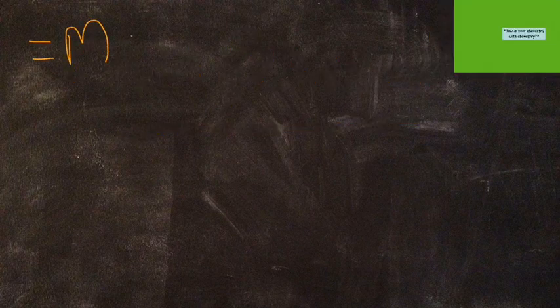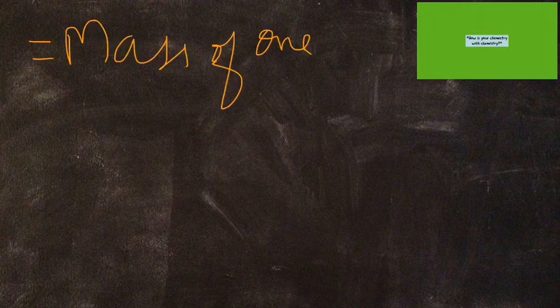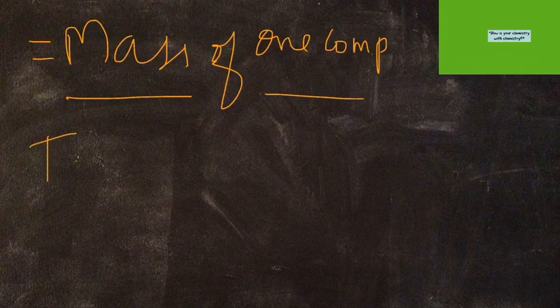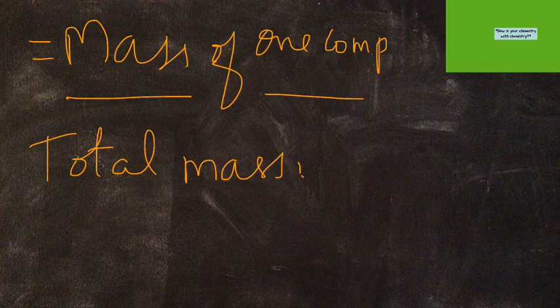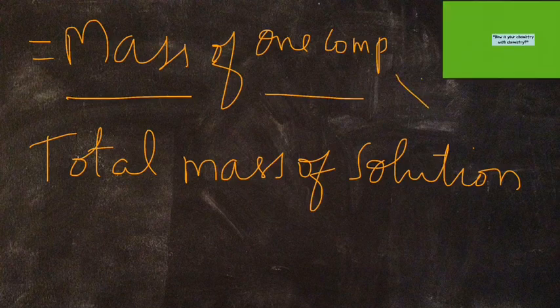Mass percent can be defined as the mass of one component, which can be either solute or solvent, divided by the total mass of the solution. Total mass of solution means mass of solute plus mass of solvent, into 100.